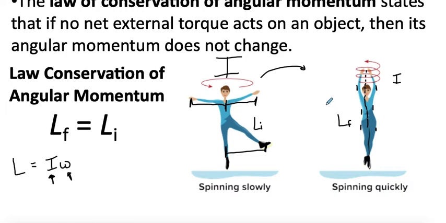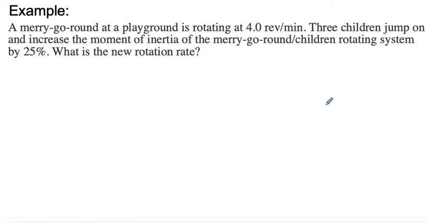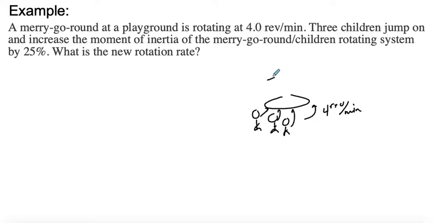Okay, so let's check out a problem. A merry-go-round at a playground is rotating at 4 revolutions per minute. 3 children jump on and increase the moment of inertia. So we've got our 3 kids here, jumping on, and it increases the moment of inertia by 25%. What is the new rotation rate? That's what we're looking to find here.